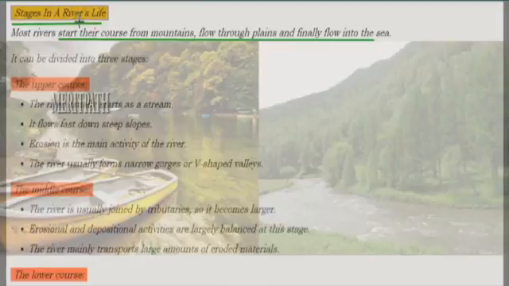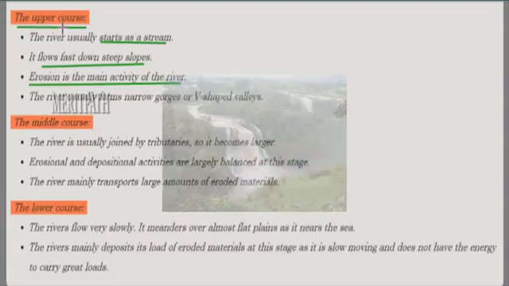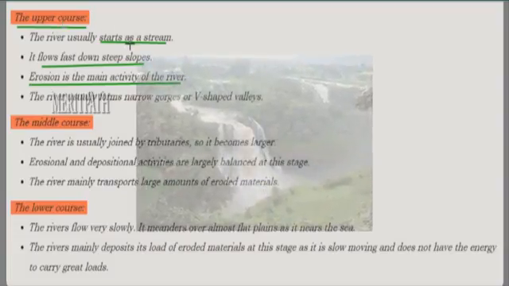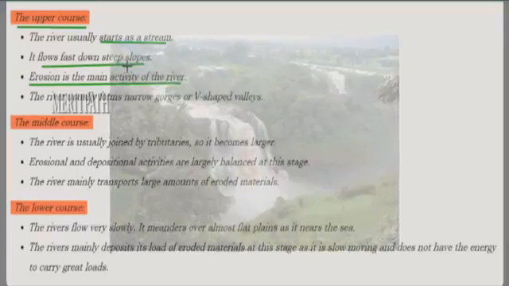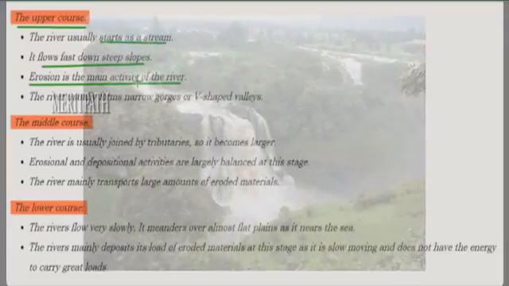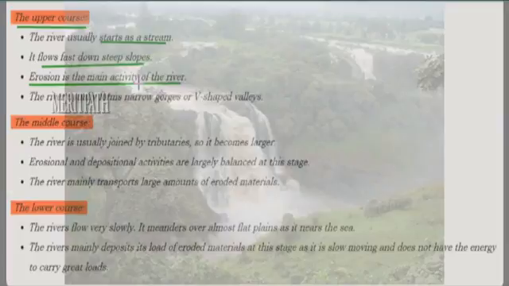What are the stages in a river's life? Rivers start flowing from the mountains, then flow into the plains and finally end in a sea. There are three stages in a river's life: upper course, middle course and lower course. In the upper course, the river starts as a stream, flows down steep slopes and causes erosion, and then forms narrow gorges or V-shaped valleys. This is the upper course.